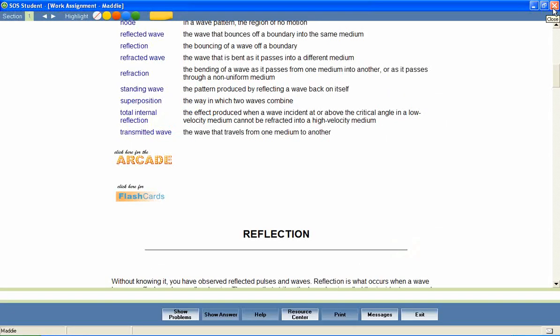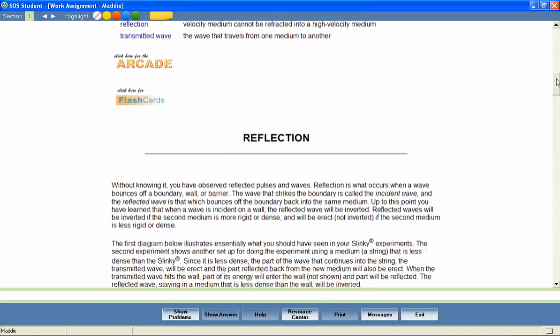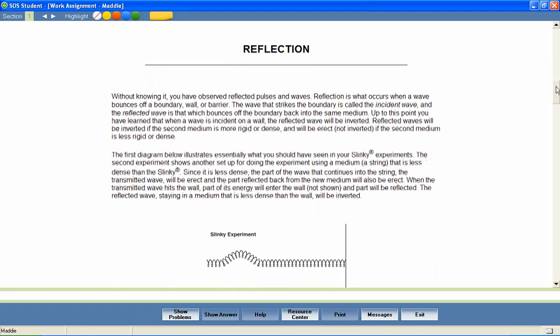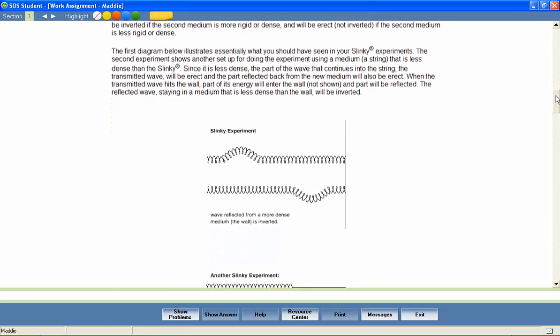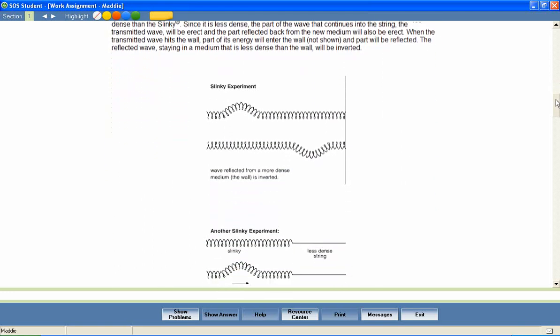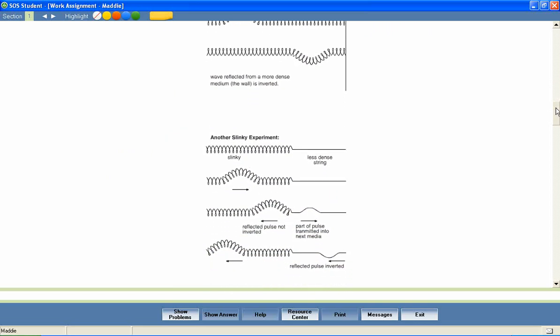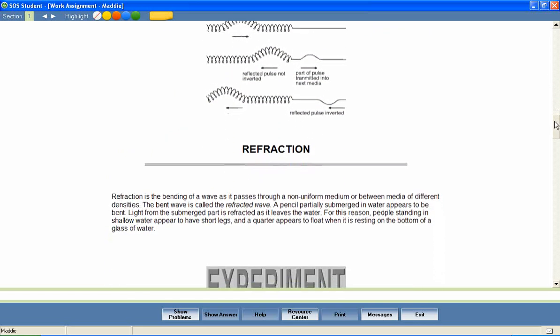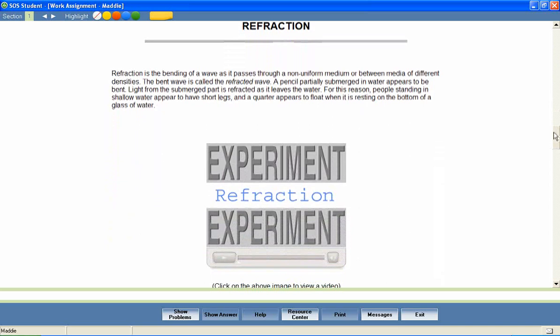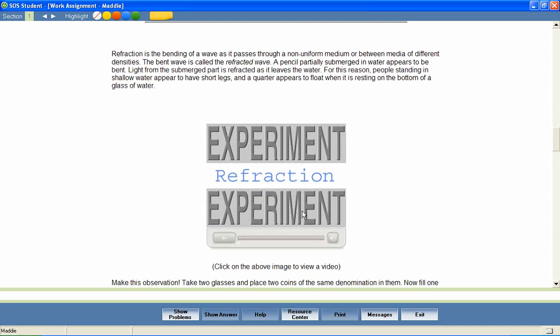After this introductory material, your students then move independently through the lesson, reading the text-based instruction and utilizing the multimedia features that have been provided. Experiment videos like this one can help students understand the concept that is being taught.